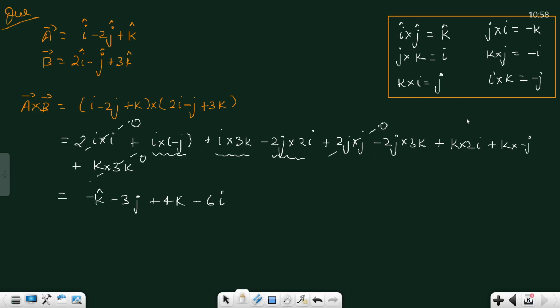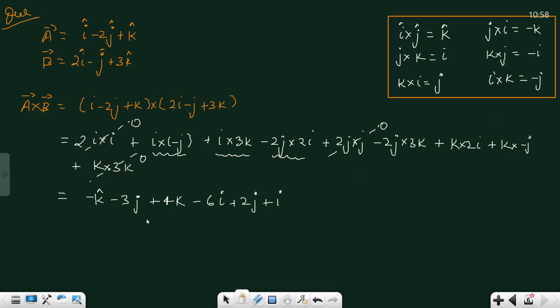k cross i, what will be k cross i? k cross i is j. This is 2, so it will be 2j. k cross minus j. k cross j is minus i, and k cross minus j will become plus i.